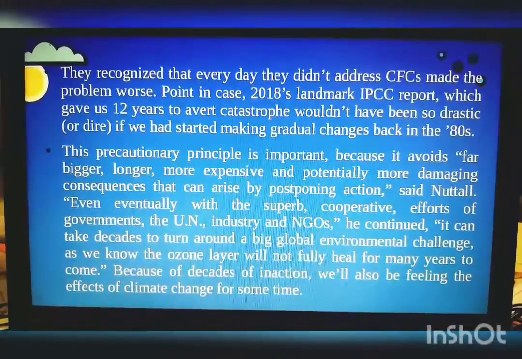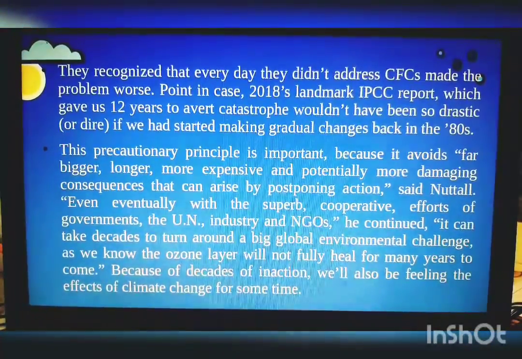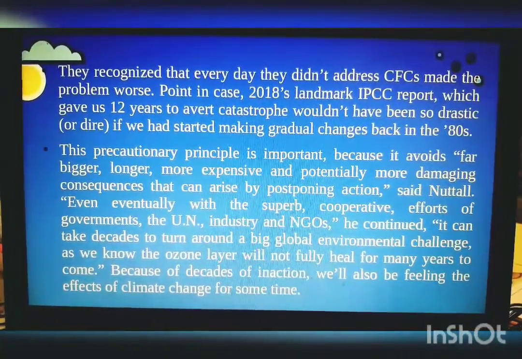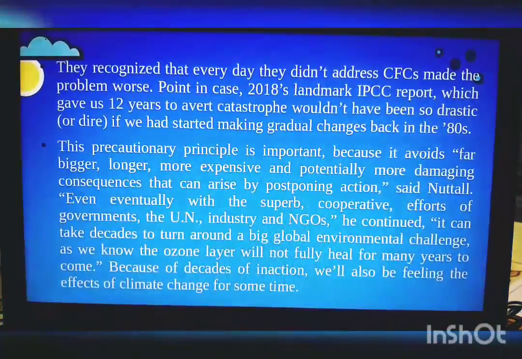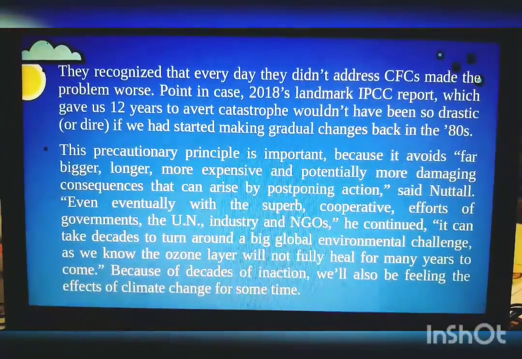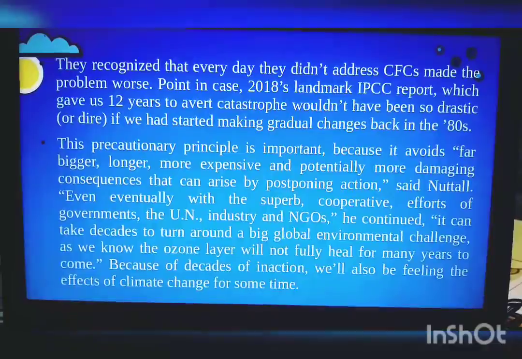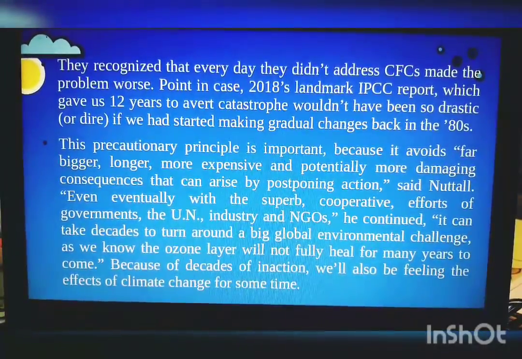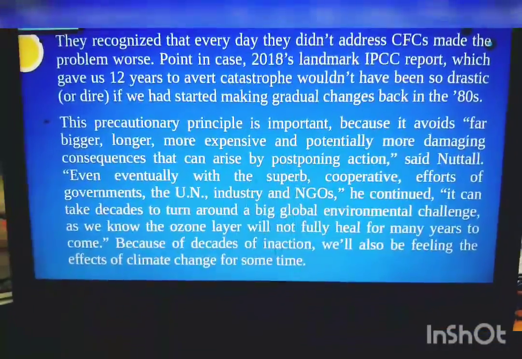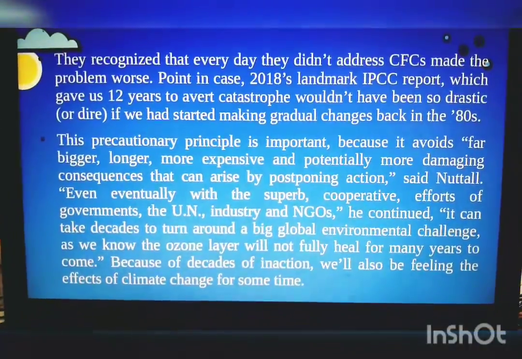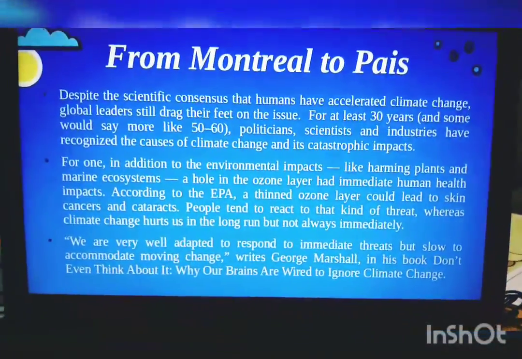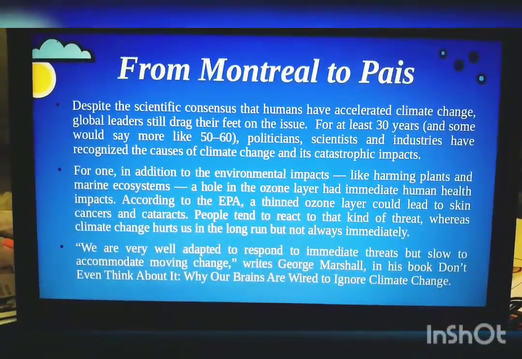Even with the superb cooperative effort of governments, the UN, industry, and NGOs, it can take decades to turn around a big global environmental challenge. As we know, the ozone layer will not fully heal for many years to come. Because of decades of inaction, we will also be feeling the effects of climate change for some time. So, what happened from Montreal to Paris?